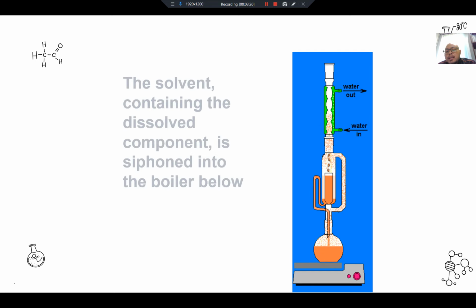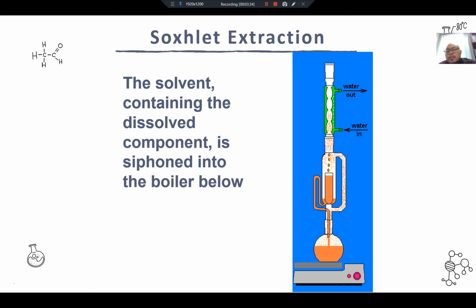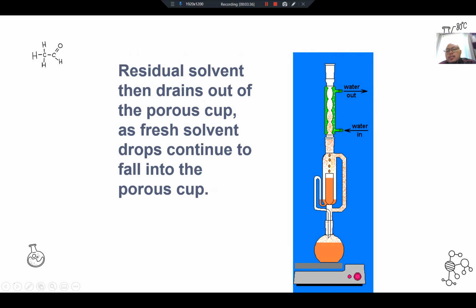It will suck into here. The solvent containing dissolved components is siphoned into the boiler below. So the process is continuous. It can take hours, it can take days. Residual solvent then drains out of the porous cup. When the outside has siphoned, the porous cup will wait to fill up again, and then it will go out. So it is a continuous process, and that is a good thing about the solid extraction method. But of course, we have problems with that particular method as well.